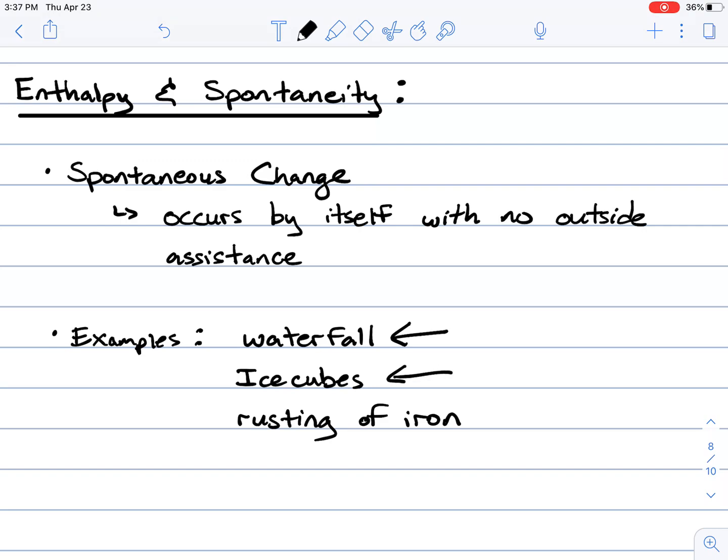We talked about this in the previous lecture video, which is the idea of ice cubes melting outside of the freezer on a warm sunny day. And so another spontaneous change that occurs on a chemical level is the rusting of iron. If you take out a pure iron nail and you leave it out, over time it's going to just interact with the oxygen, producing rust.